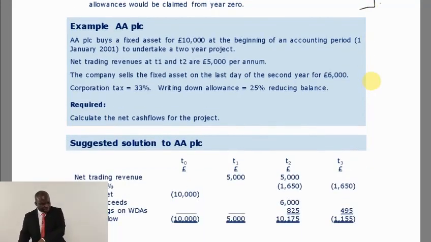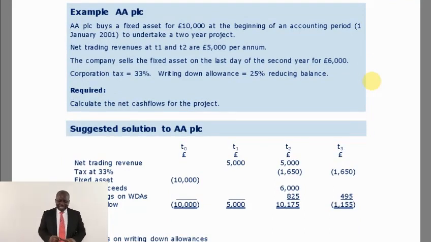Okay, let's take these questions to illustrate. AAPLC buys a fixed asset for $10,000 at the beginning of an accounting period, 1st January, to undertake a 2-year project. So these days, when you are reading the question, you have to be a bit more tactical than at the F9 level. That is the difference, because in P4 they push you closer to reality than F9.